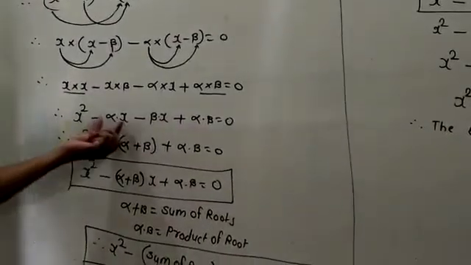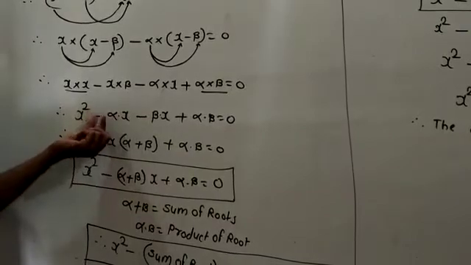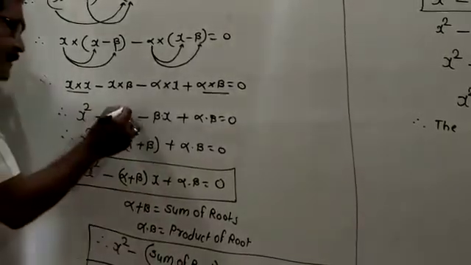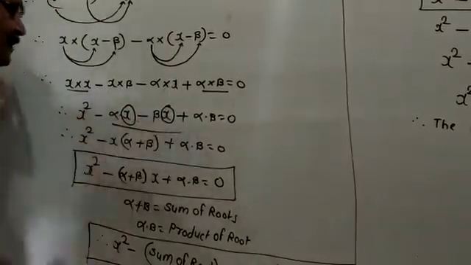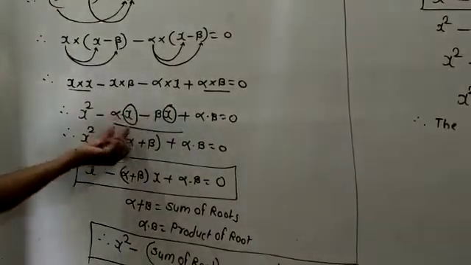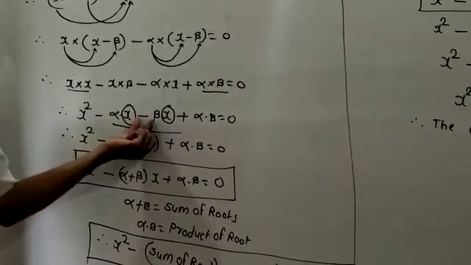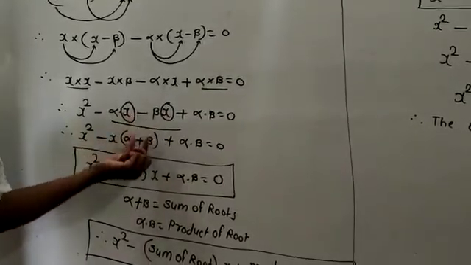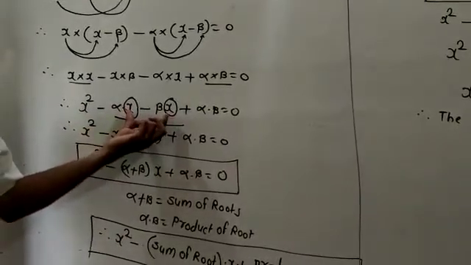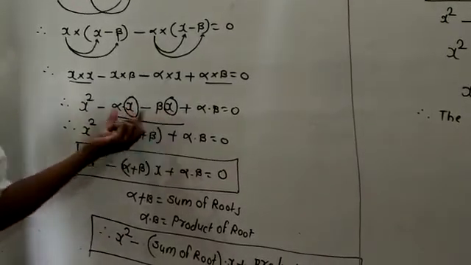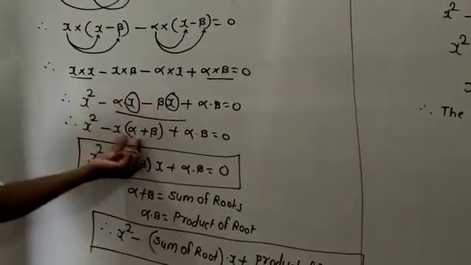Then within this you have to take out some terms common. Here you have to see that this x is present, this x is present. These are the two like terms. Within these two like terms you have to take out x common, but you have to take out minus x common. At that time you have to change the sign of this beta. This minus becomes plus. Whatever I take out common, the remaining terms you have to write in the round bracket. Alpha remains as it is.